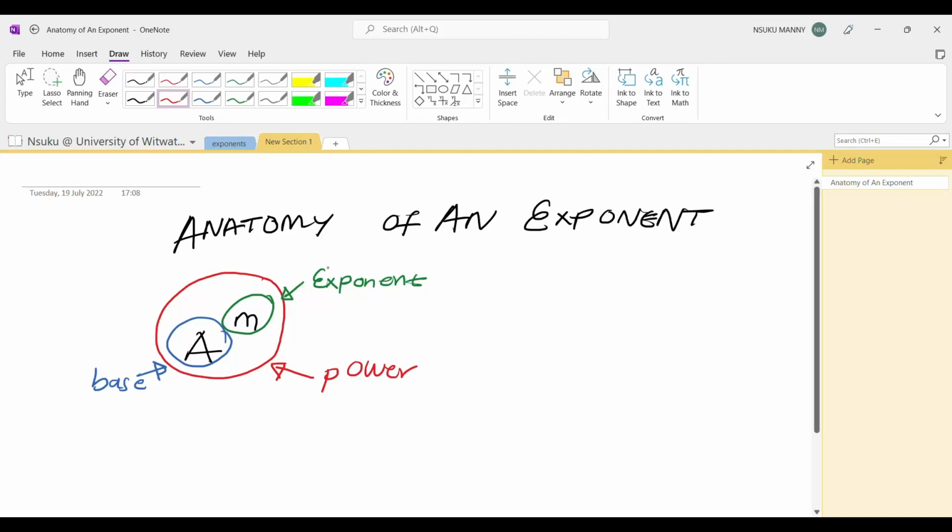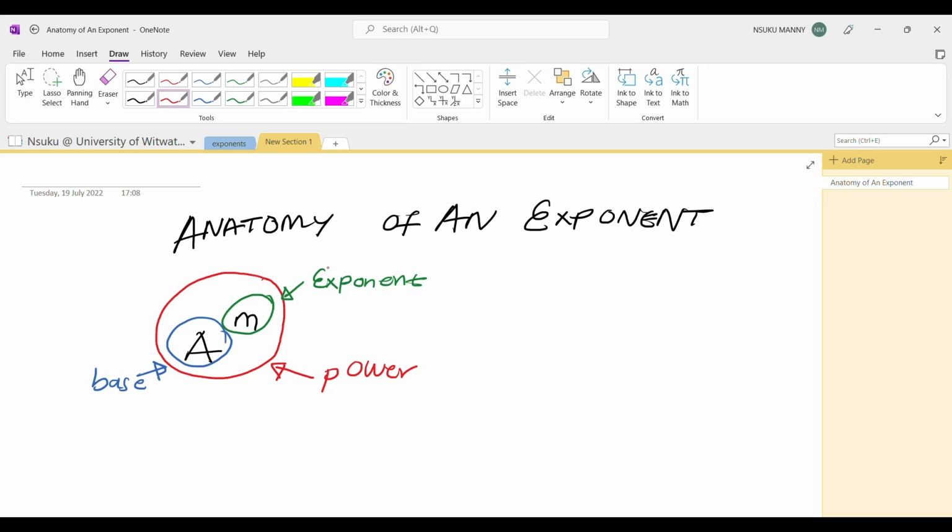So in this video, we're going to be learning about exponents, right? So the laws of exponents, so to say. But before we dive into the laws of exponents, I really want us to dive into the anatomy of an exponent. Basically, what an exponent is and how it's constructed.